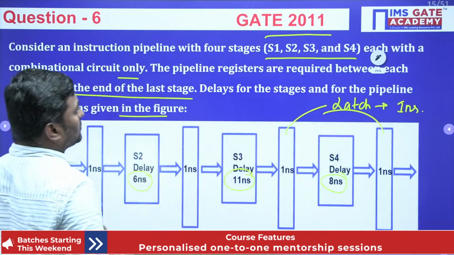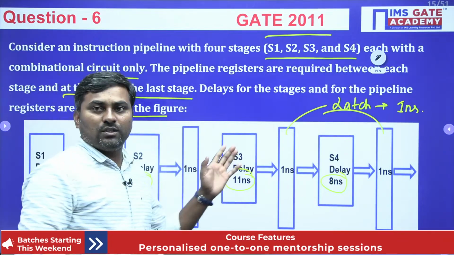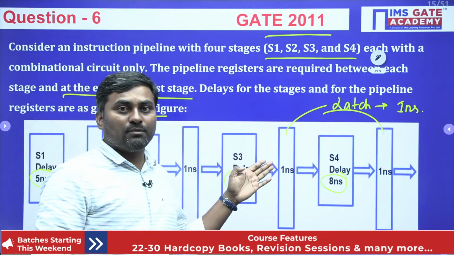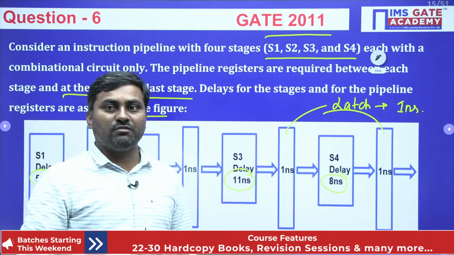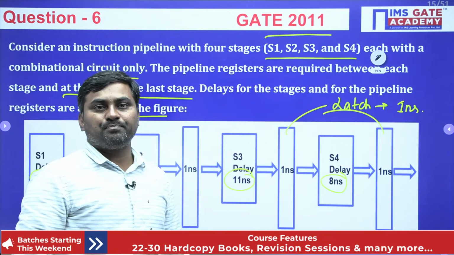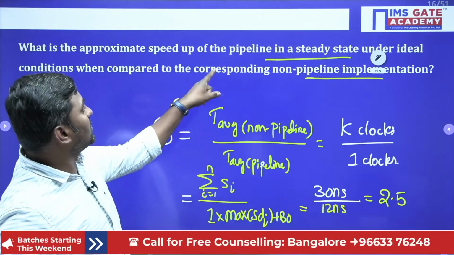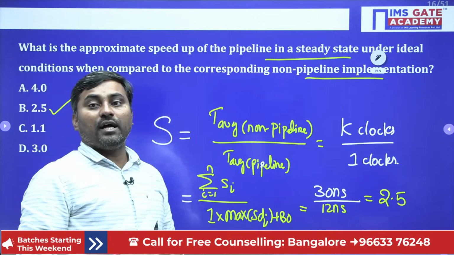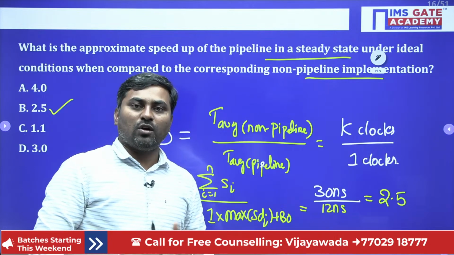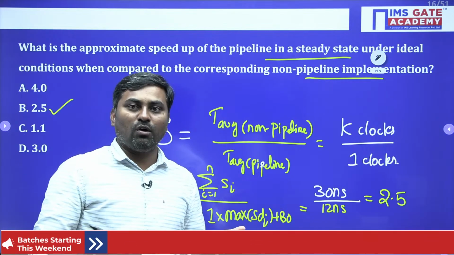This question was asked in the GATE 2011 paper. They gave 4 stages, each with a different stage delay, and buffers are also mentioned in between. They are asking the speedup factor compared to non-pipeline. Under steady state, under the ideal condition, what do we know? Ideal condition means clock per instruction in the pipeline will be 1.